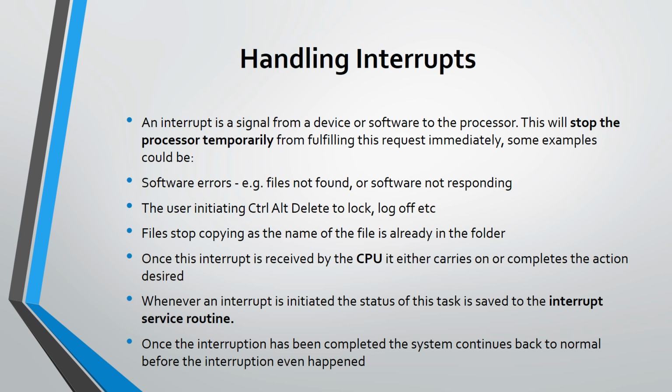software errors. Maybe there is some software error where a file is not found or a software is not responding. There's user initiated control or delete to log off the system. A file stops copying as the name of the file is already in the folder. Once this interrupt is received by the CPU, it either carries on or completes the action desired. Whenever an interrupt is initiated, the status of this task is saved to the interrupt service routine. Once the interruption has been completed, the system continues back to normal as before the interruption even happened.